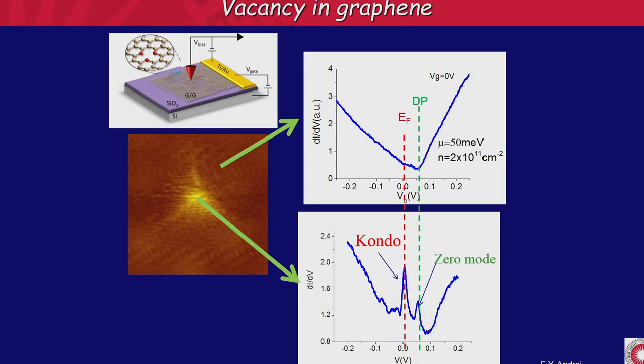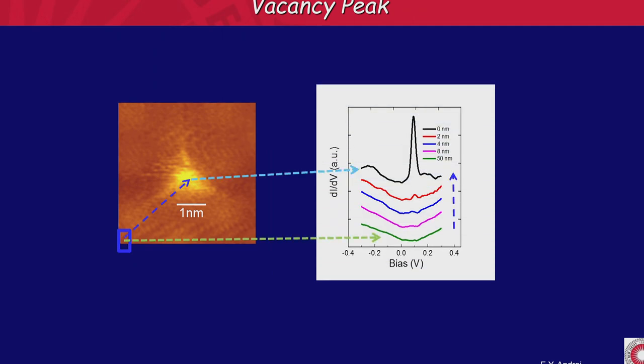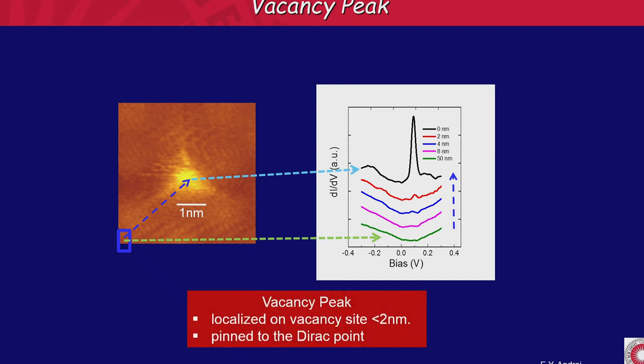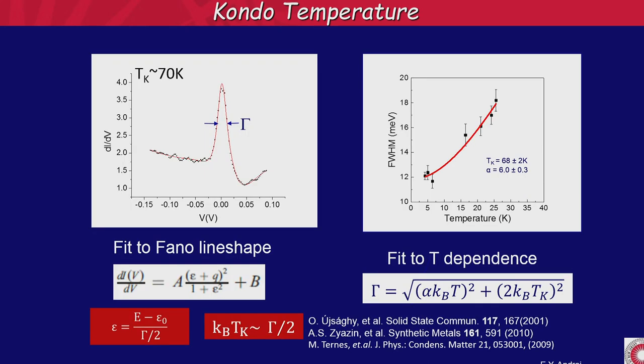OK, so what kind of checks do we do? First of all, we look at it as a function of position. It's very tightly localized. The peak appears only very close to the vacancy, within 2 nanometers. You don't see it anywhere else. We look at the line width and the line shape. This is a typical Fano line shape. If you have a resonance within a band, the line shape has to be like this. You can fit it and extract from the width the Kondo temperature, and we get about 70 Kelvin. You can do an independent test by changing the temperature and looking at the behavior of the line width and fitting to theory. Again, we get something consistent, about 68 Kelvin within the error bar.